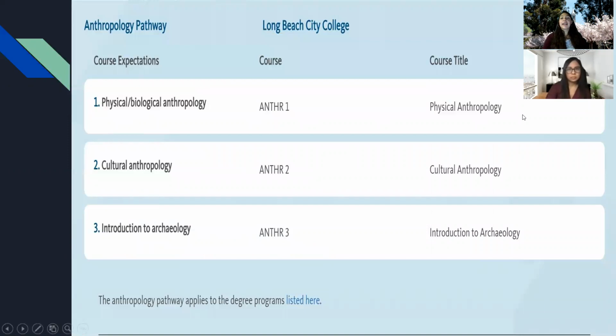And here, since you put in Long Beach City College, it's telling you that they need physical and biological anthropology, cultural anthropology, and introduction to archaeology, which at Long Beach City College are Anthro 1, 2, and 3. So now you know that if you want to transfer over as an anthropology major, those are the courses that you have to take at Long Beach City College.